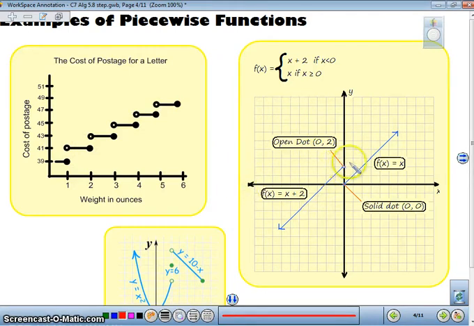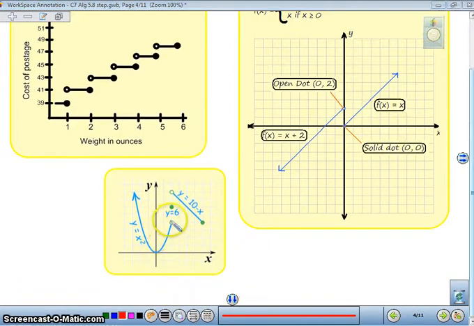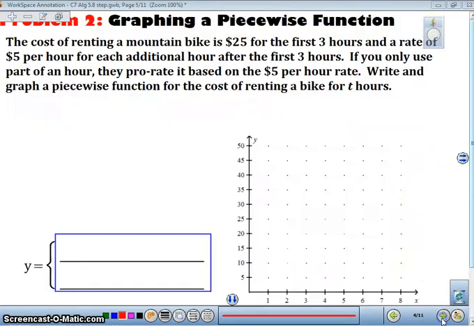In this one, very similar to the graph, notice they have an open circle at 0, 2, y equals x plus 2, and a solid dot at 0, 0 because f of x for x was greater than or equal. And again, as you look at this last one, this is the equation up until x is less than this value here. Then they have a 6. They have 3 different functions here. So piecewise functions can be written many different ways.